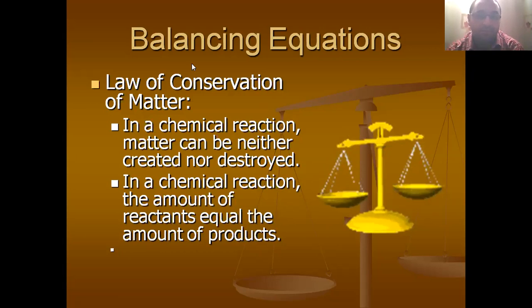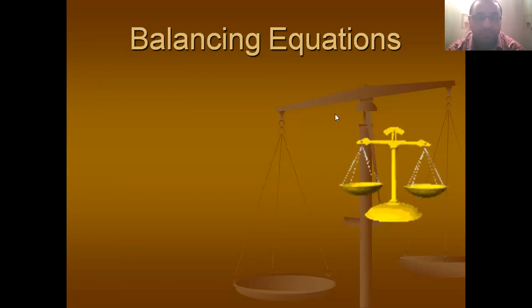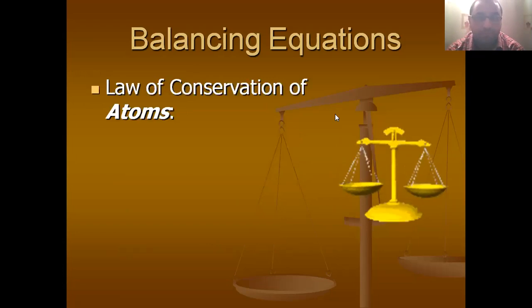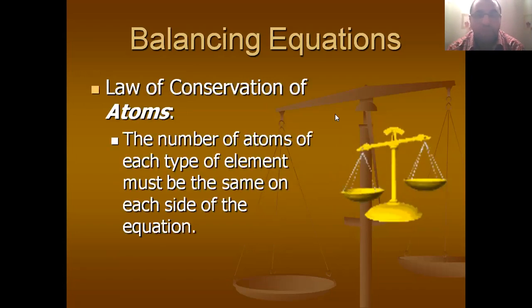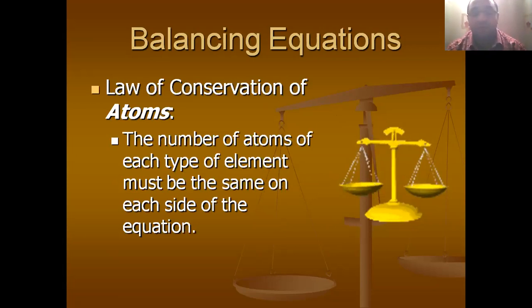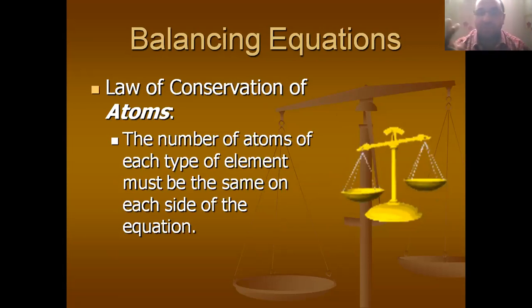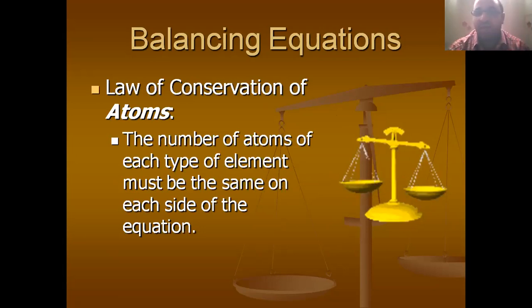As you see now, for example, the number of atoms of each type of element must be the same on both sides, on the reactant side and on the product side. So if we have 2 atoms in the reactant side, we must have 2 atoms in the product side. If we have 4 atoms in the reactant side, we must have 4 atoms also in the product side. Now, let's watch together.